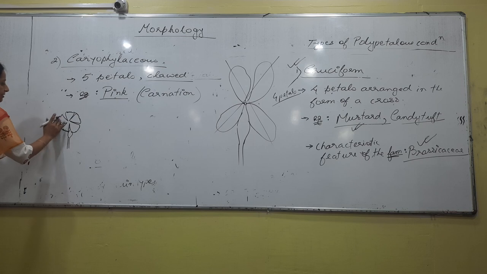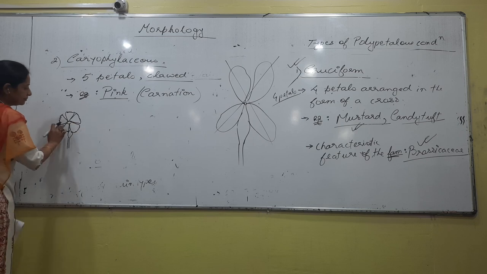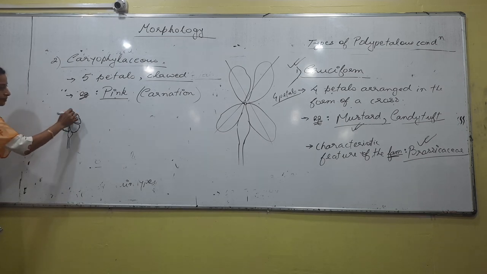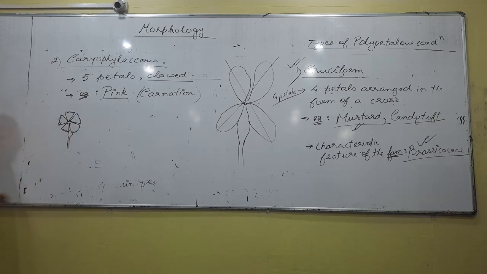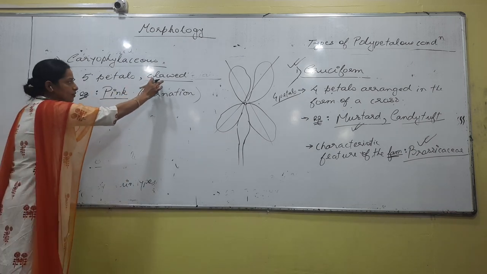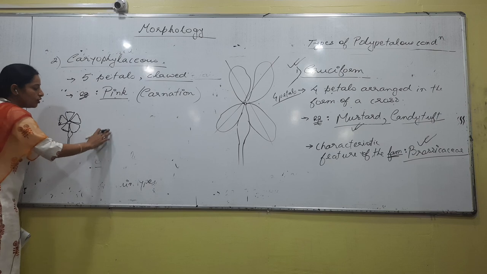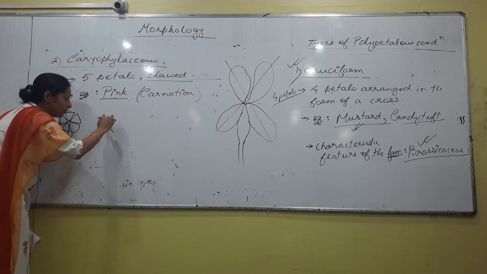Just to have a rough idea, you see the flower. What is the number of petals? Five, right? So five petals arranged in this form is called caryophyllaceous. We have a word called clawed. What is a claw? A petal is said to be clawed.